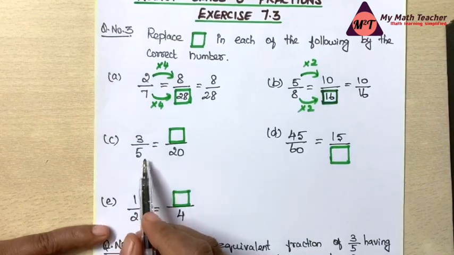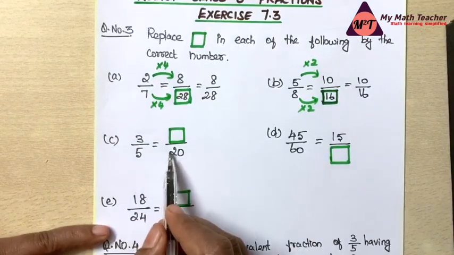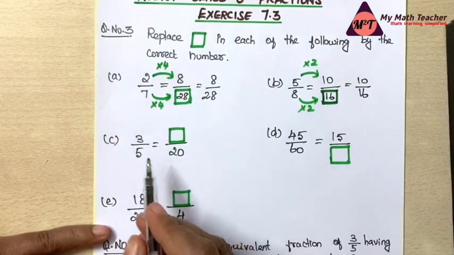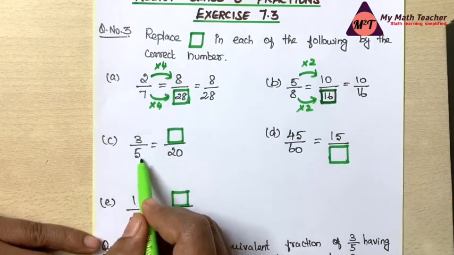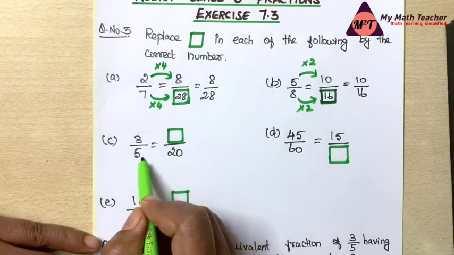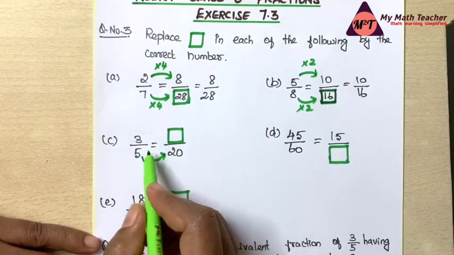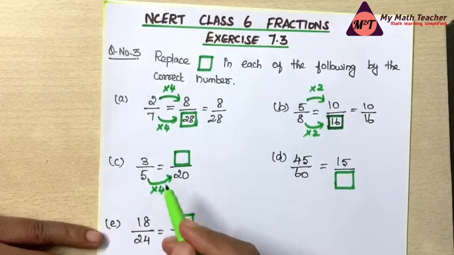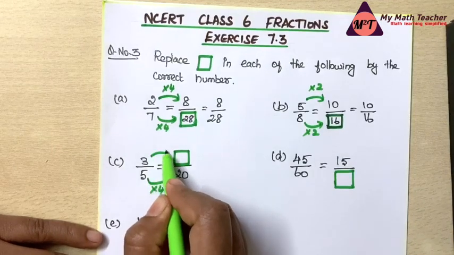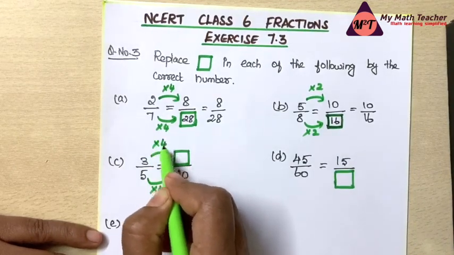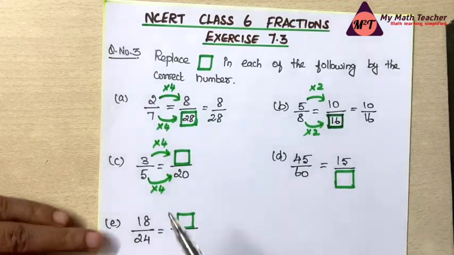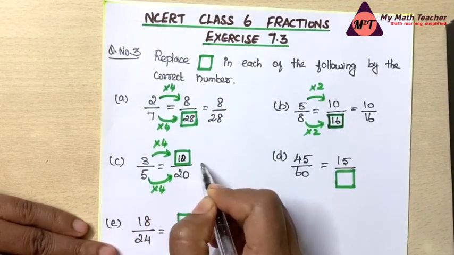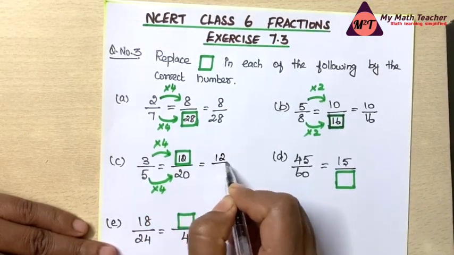Here there is a change. In the denominator they have given the equivalent numbers. Now you have to think of 5 into which number gives you 20. So 5 multiples. So 5 4's are 20. The same you have to do in the numerator as well. 3 into 4. What is the answer? 3 4's are 12. So the equivalent fraction is 12 by 20.